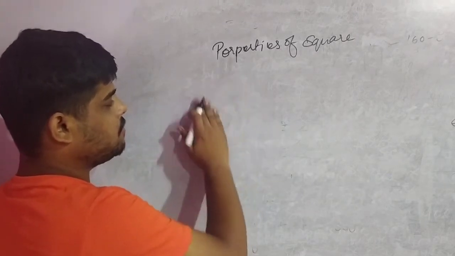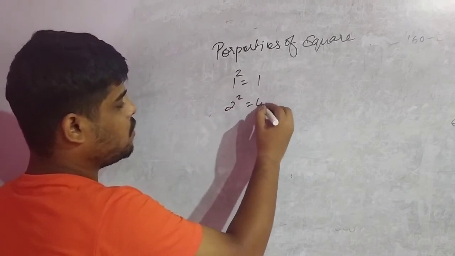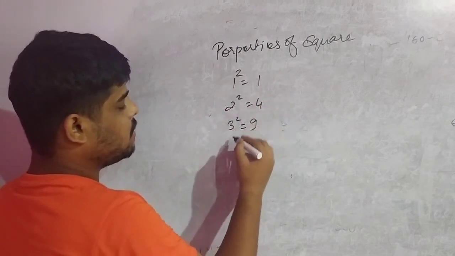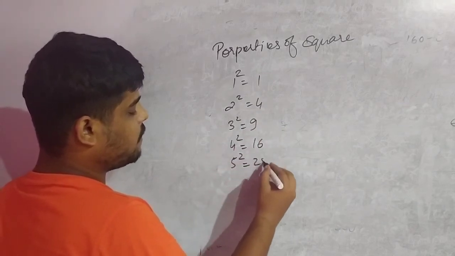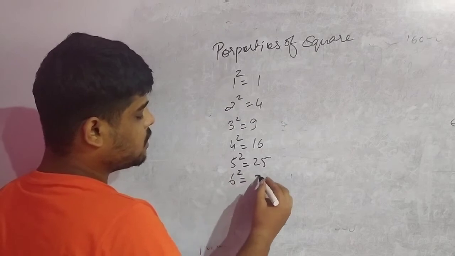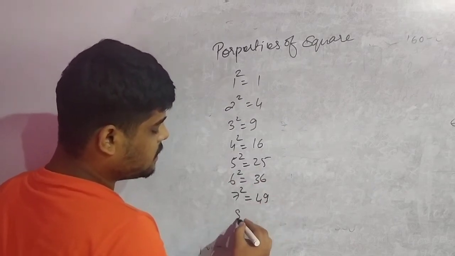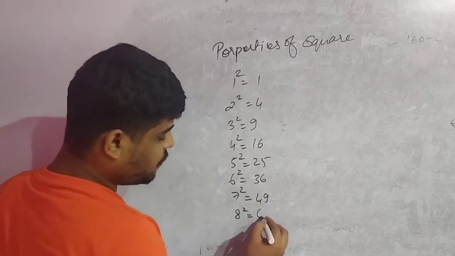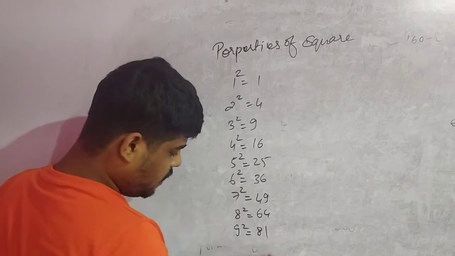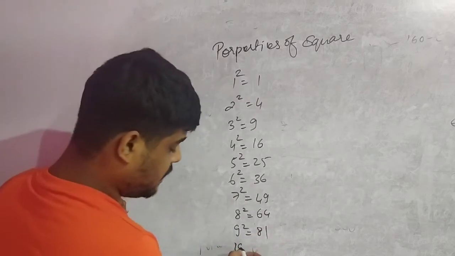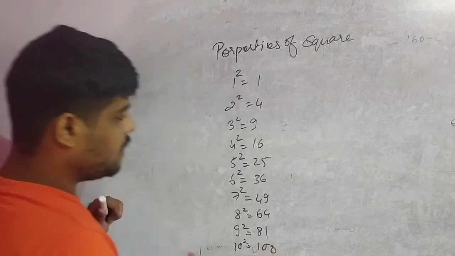1 square is equal to 1, 2 square is equal to 4, 3 square is equal to 9, 4 square is equal to 16, 5 square is equal to 25, 6 square is equal to 36, 7 square is equal to 49, 8 square is equal to 64, 9 square is equal to 81, and 10 square is equal to 100.